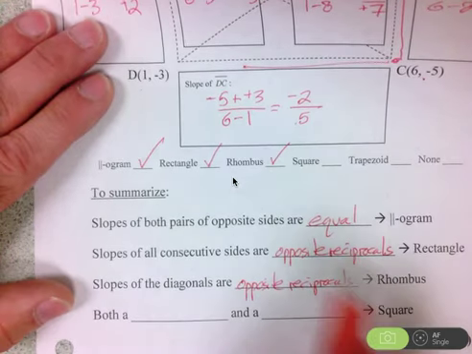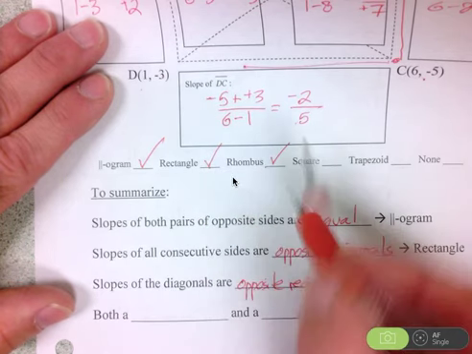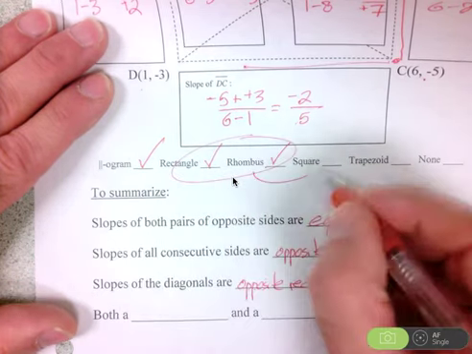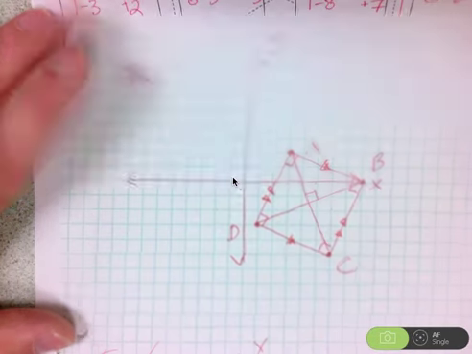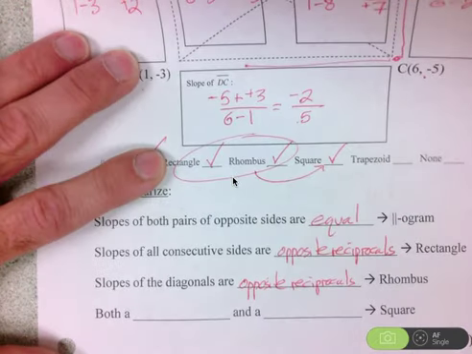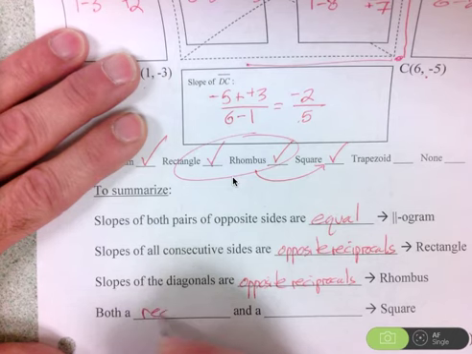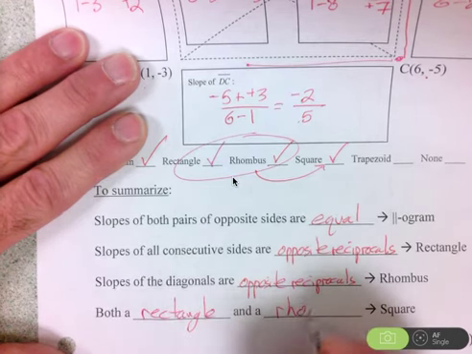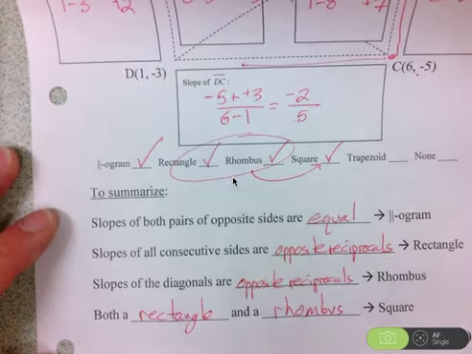And then you don't have to do anything more to decide if you have a square. To have a square, you have to have the characteristics of both a rectangle and a rhombus. We checked both of these. That means that we have a square. We're done. It's a parallelogram, a rectangle, a rhombus, and a square. So to decide if you have a square, it has to be both a rectangle and a rhombus. There you go. So let's try another one.